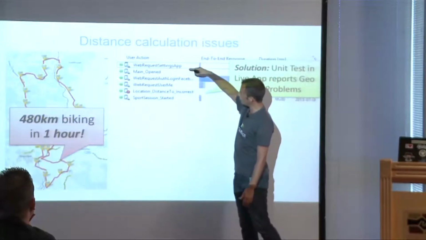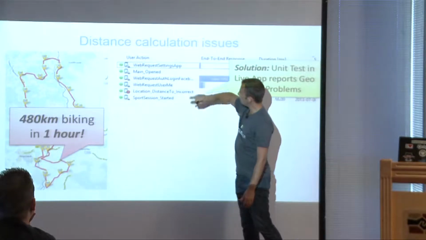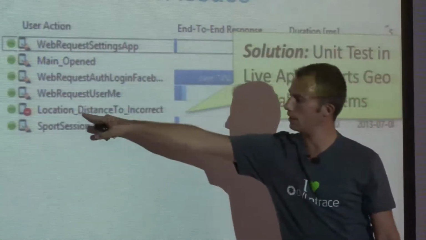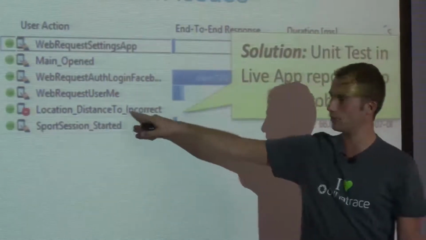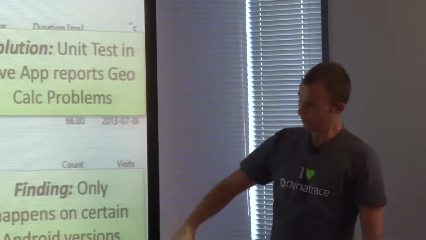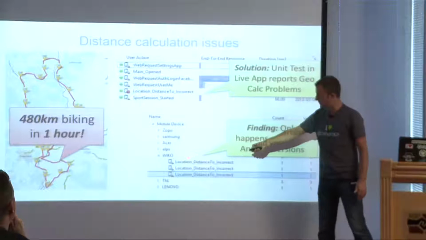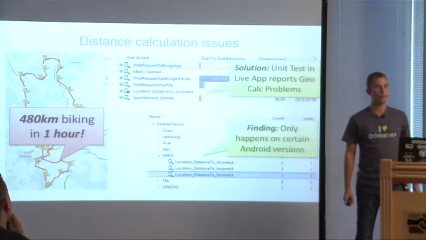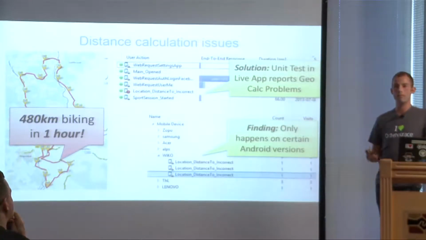So you can see here one of the users, they're opening up the app, they are doing the login on Facebook, and then at the very beginning they have this location distance too incorrect. That's the unit test. They let this unit test fail and report back something went wrong. And what's really cool now is what they could figure out by looking at all the errors that came in and then looking at the dimensions, like what's the device and what's the Android version. They could find out that this only happens on certain Android versions, on certain devices. They went on Google: well-known problem on that Android version on that device.